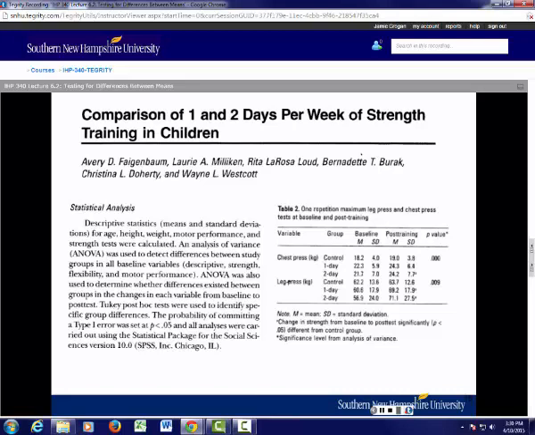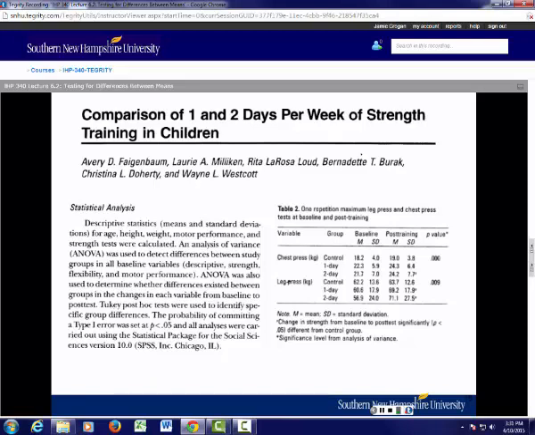And you can see that at the bottom of the table it says the change in strength from baseline to post-test, significantly different from control. So they give you a little symbol that tells you which groups were different from the control group. So the kids who didn't train, let's just look at chest press, they started out at around 18.2 and ended up at the end of the study at 19. Teeny weeny increase. Kids, even if they don't train, they're probably growing, and so they might get a little stronger just from growth. So there was a small increase. The 1 day group also increased from 22.3 to 24.3, and the 2 day group started at 21.7 and ended at 24.2.